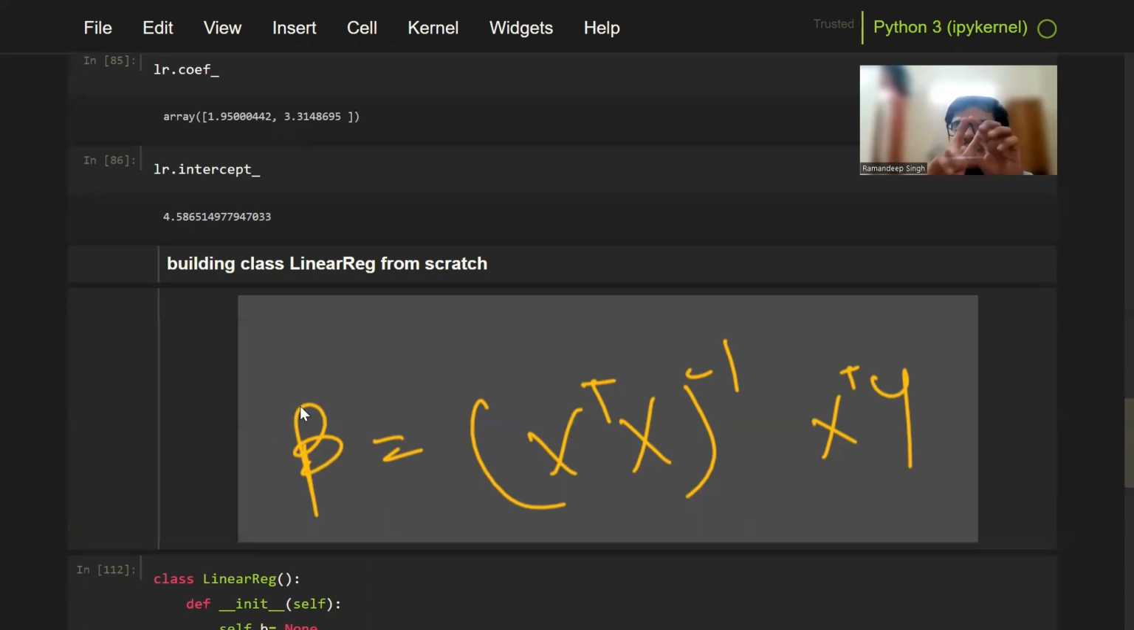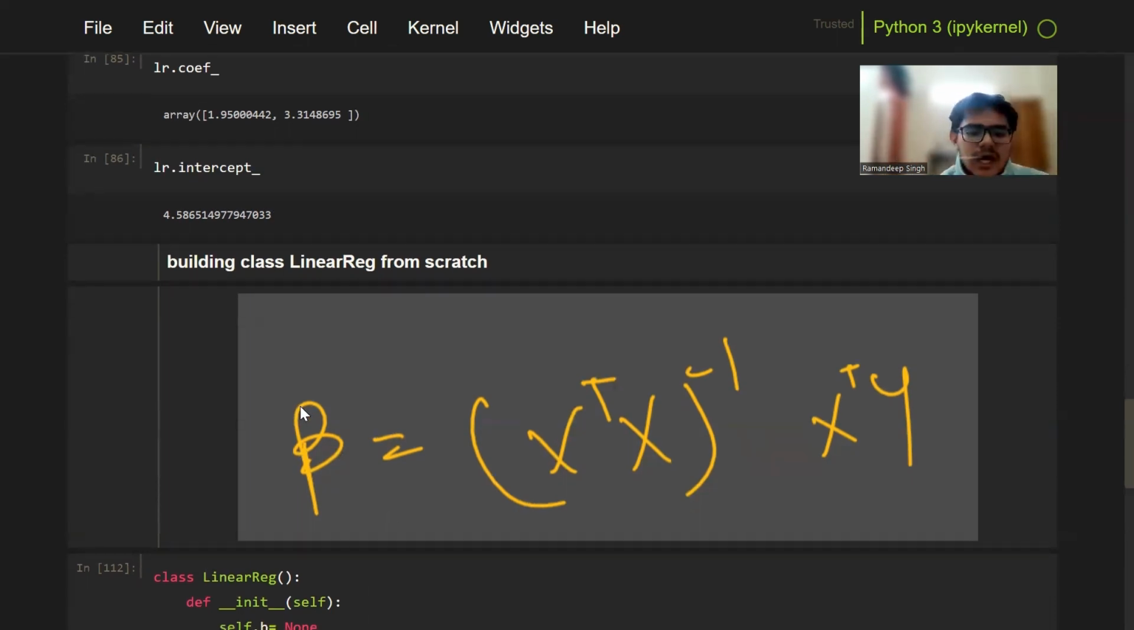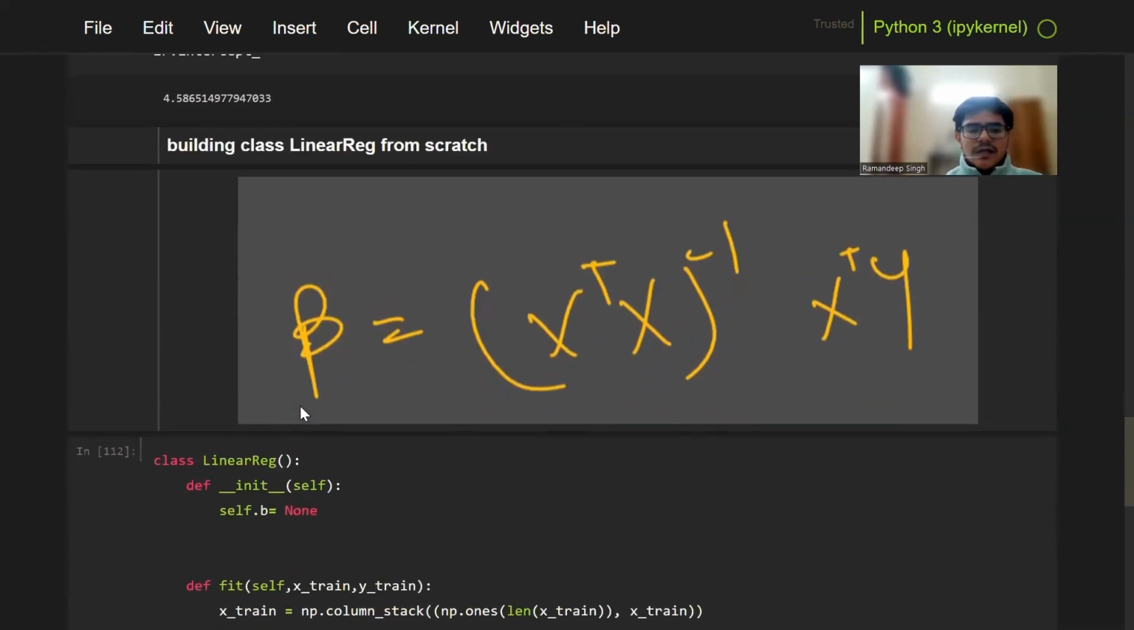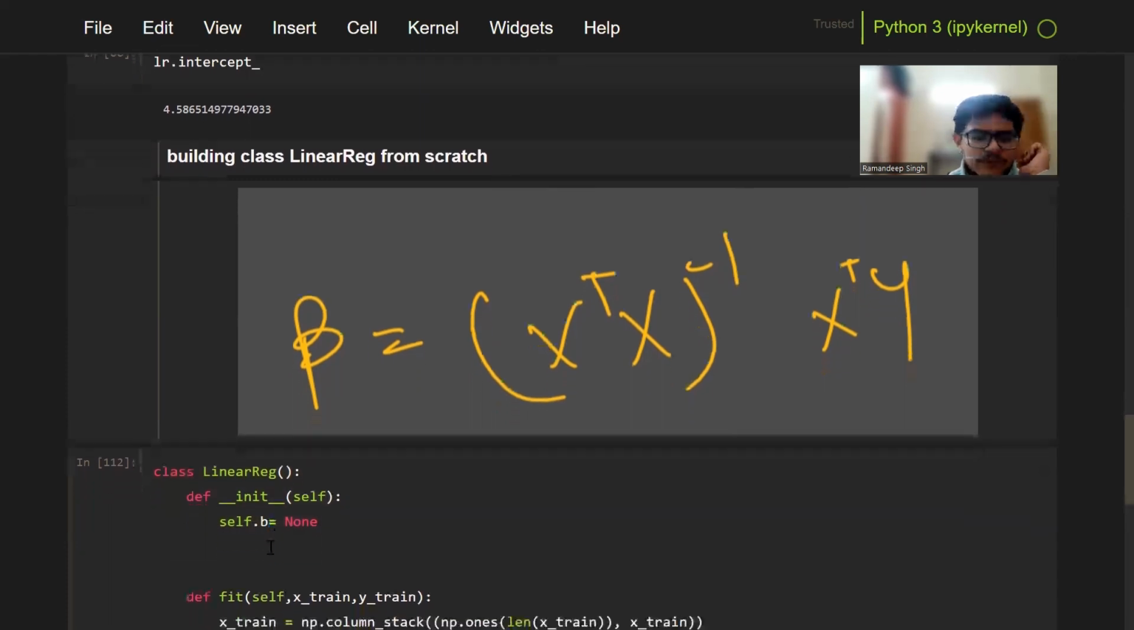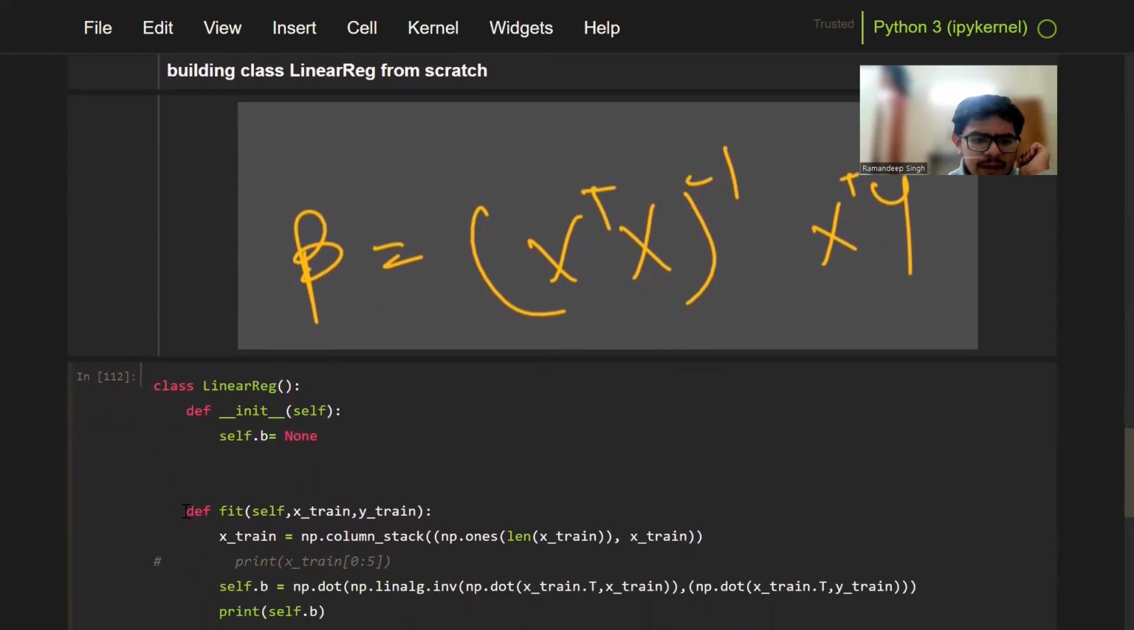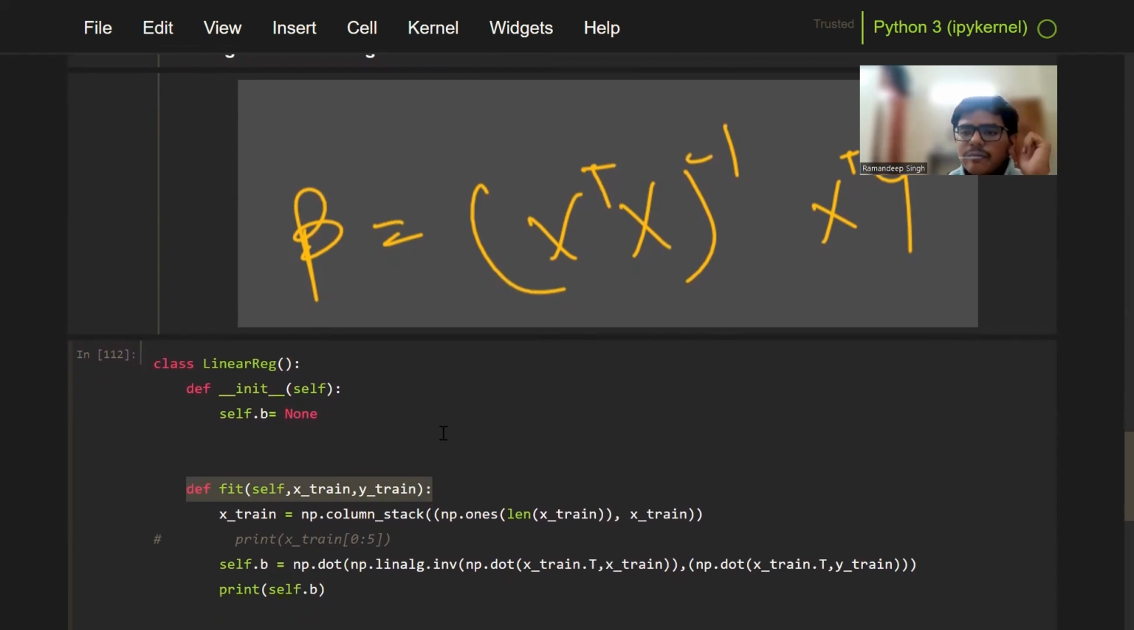I need the coefficients and I need the intercept. And to calculate it, I have this formula, (X transpose X) whole inverse, X transpose Y, right? So here I have created my class LinearReg, and I have set beta to None for now. And when I call my fit function, linear regression dot fit, it will take two inputs from me. It is the training data, the input columns and the output column, right?